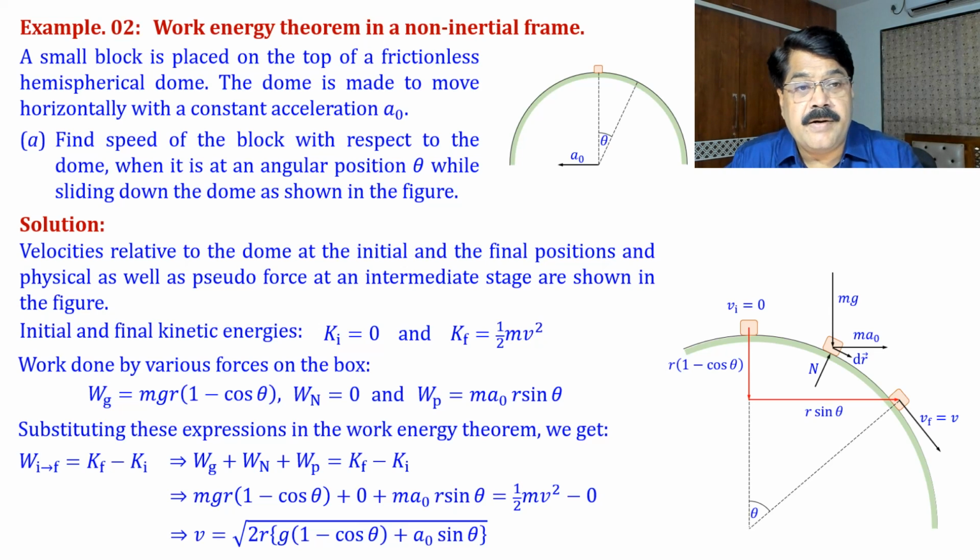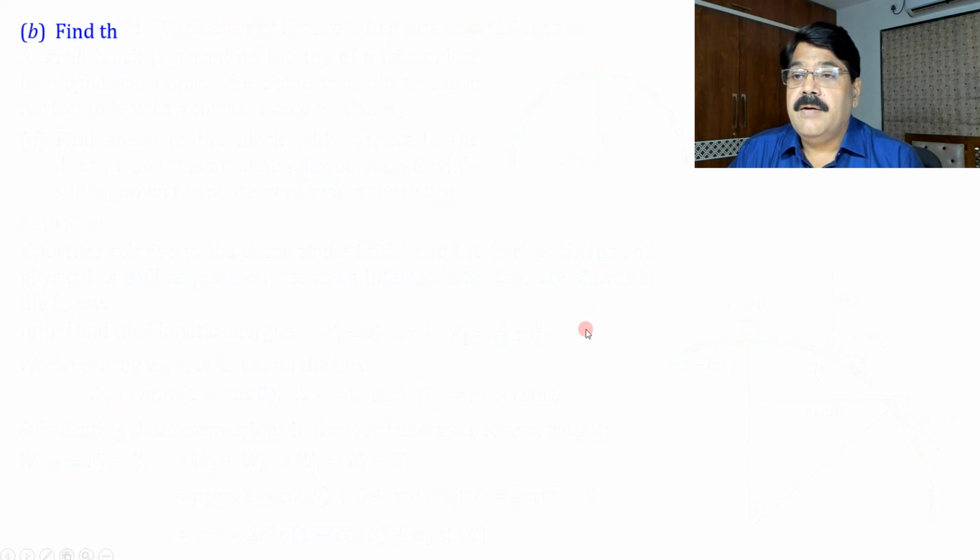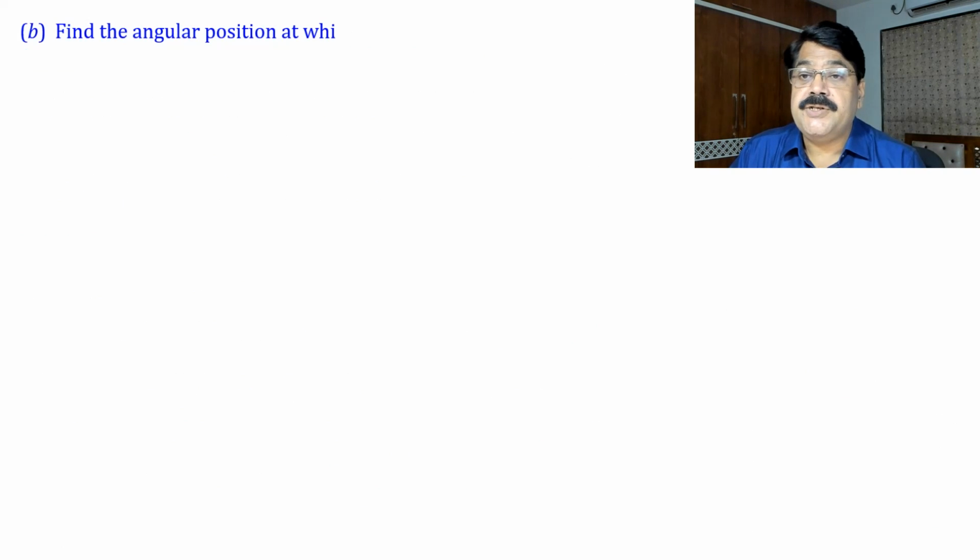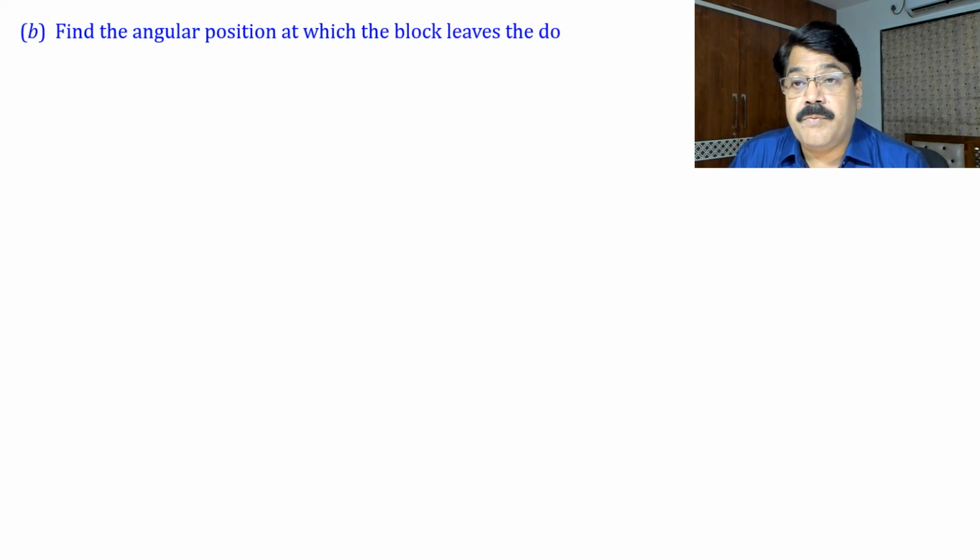Now, a very interesting question arises: whether this block will keep on sliding on the dome till the ground, or it will leave the dome at some intermediate stage. So in the next part we discuss this idea. Find the angular position at which the block leaves the dome. We have to find that angular position at which the block will leave the dome.